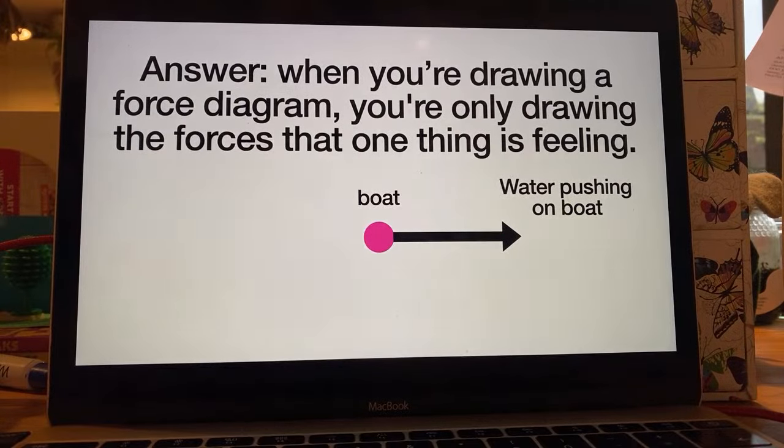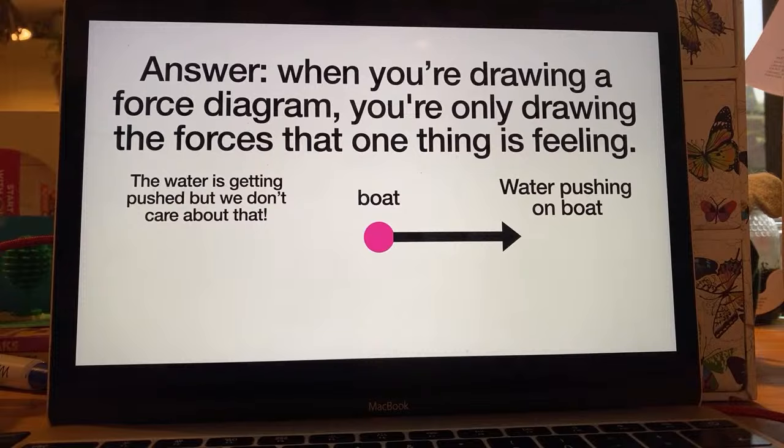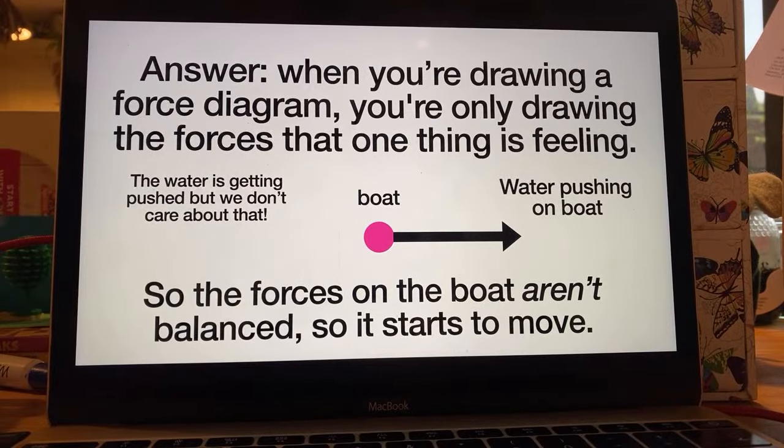And then that's it, isn't it? I mean, the water is getting pushed, but we don't care about that. We're only drawing the forces that are acting on the boat. So you could draw another force diagram if you wanted, showing that water was getting pushed, but that's just not necessary here. So the forces on the boat are not balanced, in fact. So it does start to move.